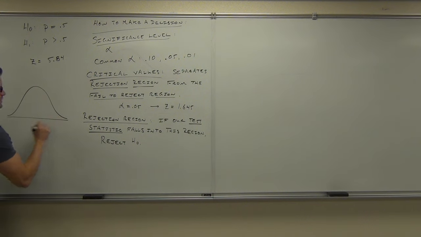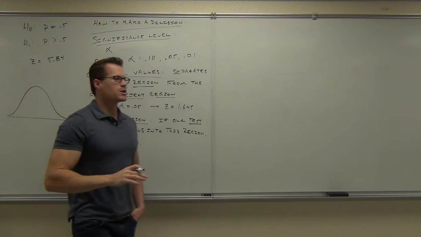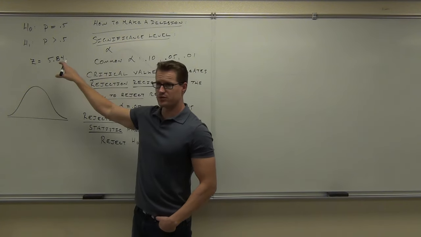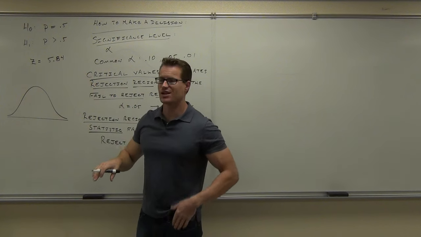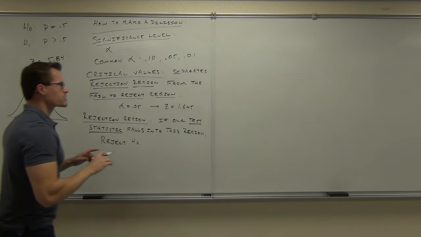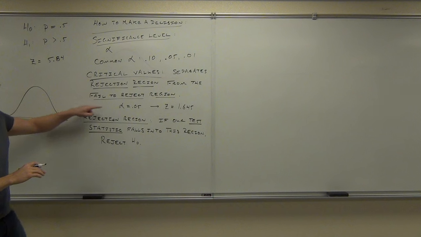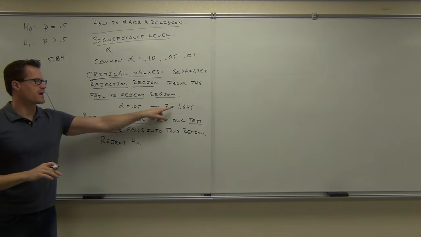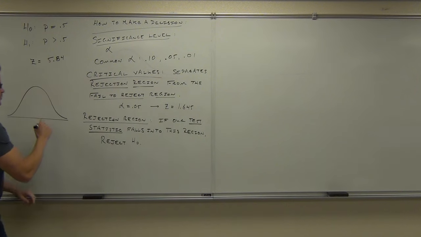You're still going to be drawing this picture. It's the same picture all the time. I'm going to show you in a moment how to determine that this is a right tail test. I'll prove to you in just a second that this is going to be a right tail test. Here's how you do it. First thing you do is you look at your alpha. So let's assume that we're dealing with a 0.05 significance level. That's giving me a critical value of 1.645.